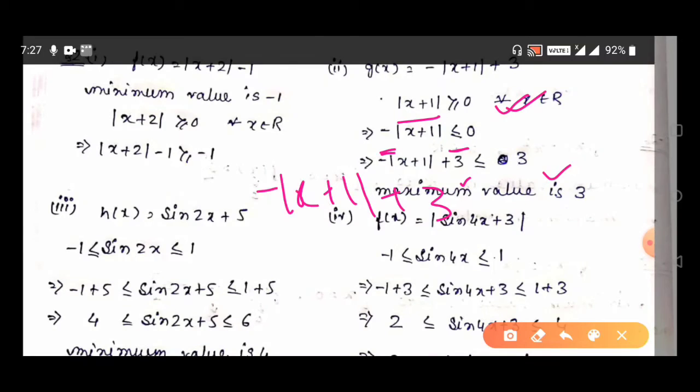That means the value of the given function cannot be greater than 3. It will be less than or equal to 3. So the given function will take the maximum value 3, cannot be more than 3, and the minimum value we cannot find out. So the maximum value is 3.